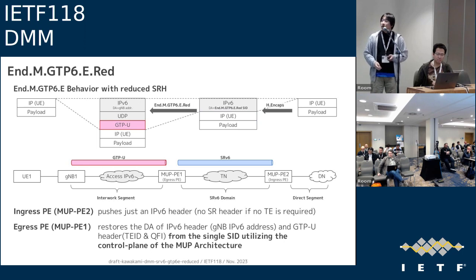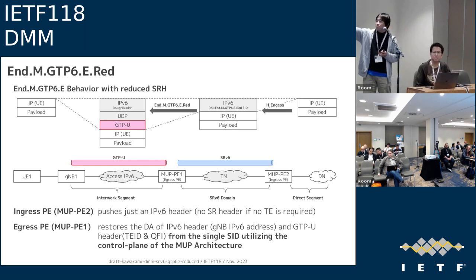So we'd like to propose a new behavior to reduce this hardware-unfriendly behavior. We put just one SID to restore the IPv6 address and GTP-U headers, utilizing the SR-based mobile control plane. So we need just one SID to restore the GTP-U header and IPv6 address. MAP PE2, the ingress PE for the downlink, just puts an IPv6 header whose destination address is this behavior SID. Then MAP PE1 restores the IPv6 address and the GTP-U header from this one SID.